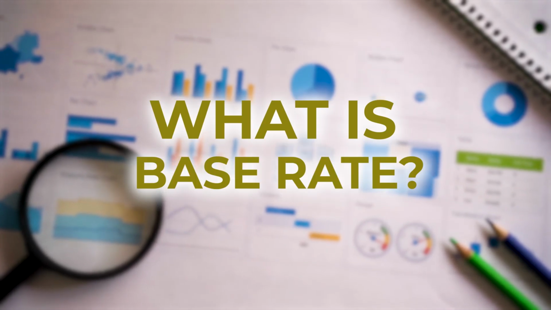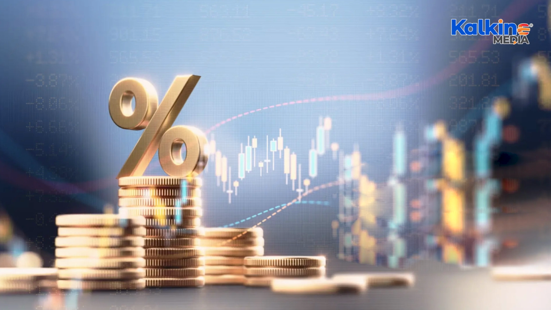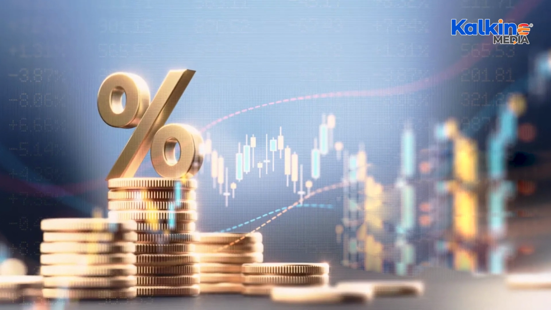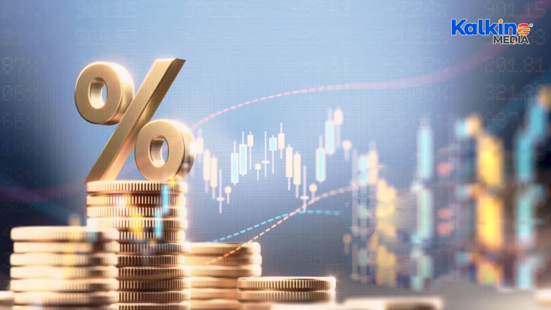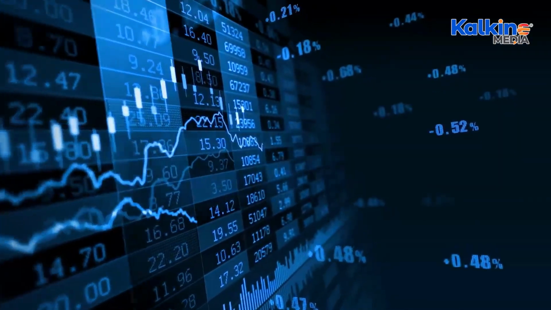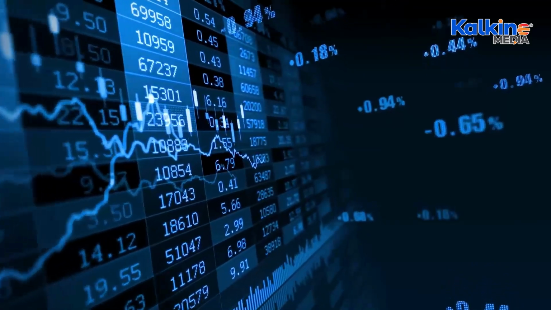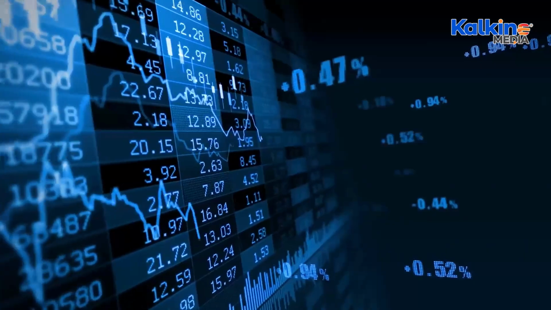What is base rate? The base rate is the interest rate set by a country's central bank, below which commercial banks and other financial institutions are not allowed to lend to customers. It serves as a benchmark for all other lending rates, impacting the interest rates that banks offer on loans to their clients. Base rates vary across countries, as each central bank determines its own.